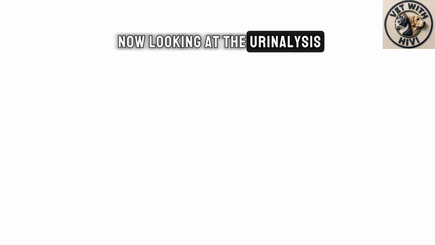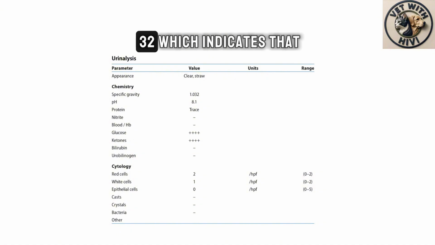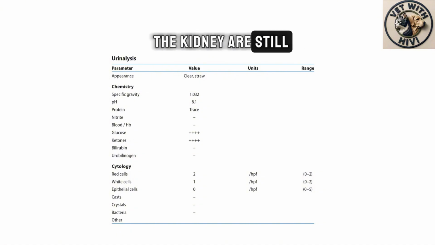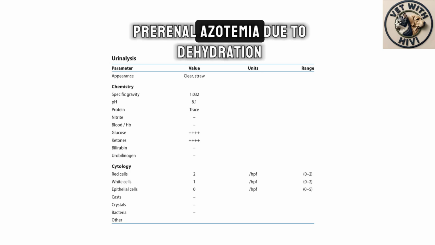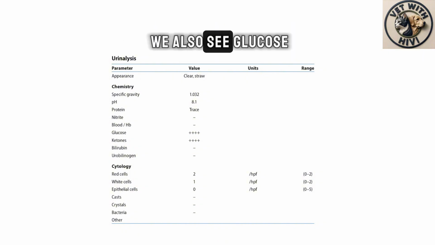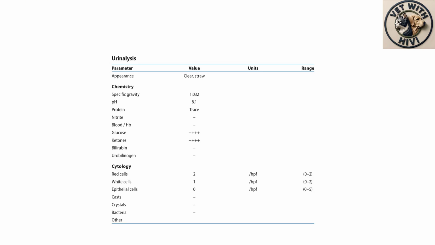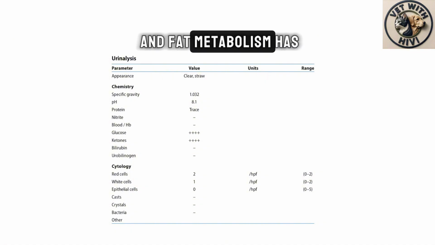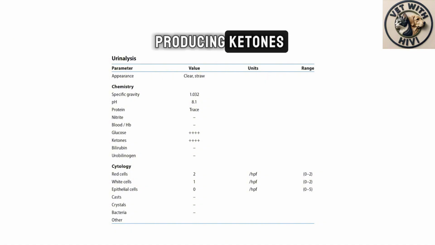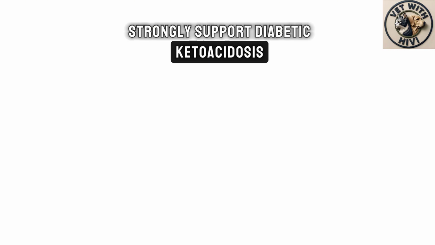Now looking at the urinalysis, the urine-specific gravity is 1.032, which indicates that the kidneys are still able to concentrate urine, so this supports a prerenal azotemia due to dehydration, not primary kidney failure. We also see glucosuria and marked ketonuria, which are critical findings. This confirms that glucose is being lost in the urine and fat metabolism has been activated, producing ketones. So together, these urinalysis findings strongly support diabetic ketoacidosis.